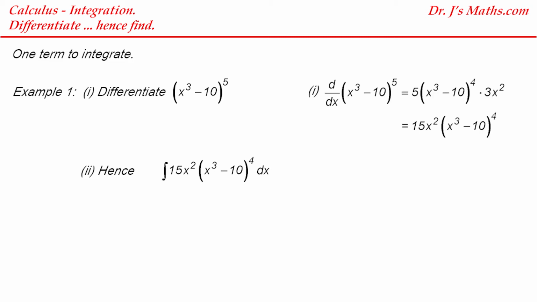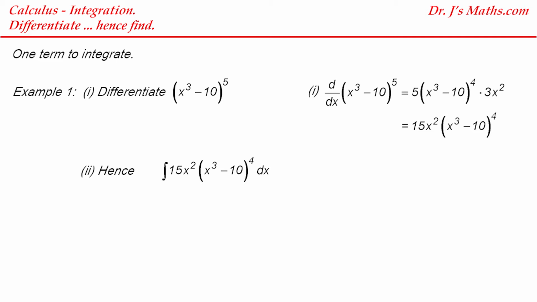So we'll do part 1, which is a nice easy chain rule. The derivative is bring the 5 down the front, rewrite the bracketed term, take 1 off the index to make it a 4, multiply it by the derivative of what's inside the brackets, 3x squared, tidy it up, it becomes 15x squared, bracket, x cubed minus 10 all to the fourth.